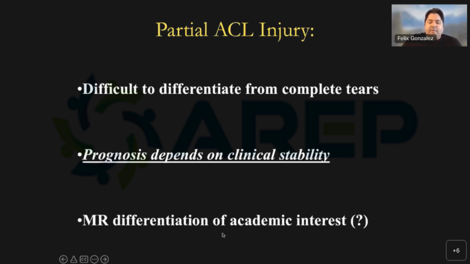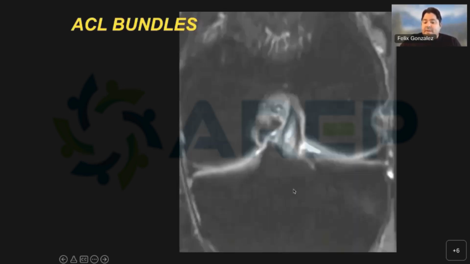And basically, the MR differentiation is, to me, of academic interest. Because if you describe a high-grade ACL tear, and the surgeon on physical exam sees high instability, that person will go on to have an ACL repair no matter what.